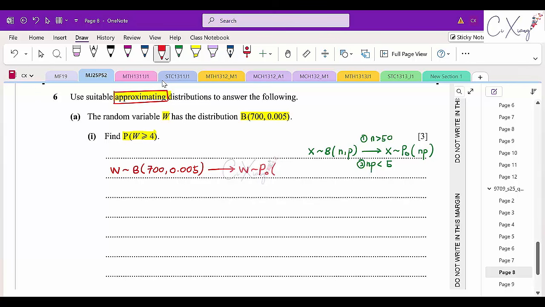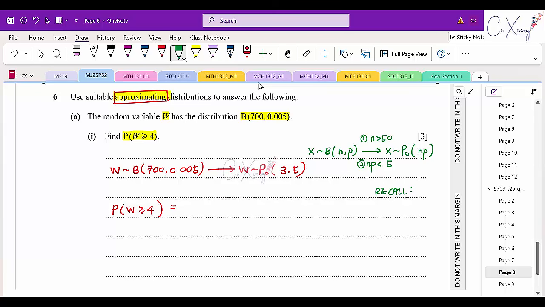So to get a lambda for Poisson, you are taking 700 multiplied with the p and you'll get 3.5. So 3.5 basically is 700 multiplied with 0.005. And to calculate the probability of W greater than or equal to 4, so what do we have? Okay, same thing happened here. I just help you to recall a little bit.